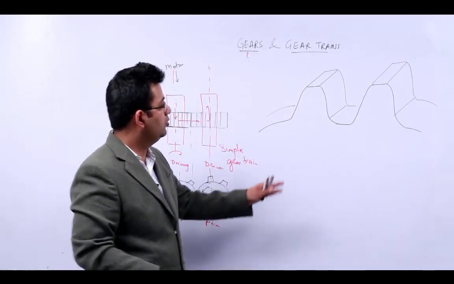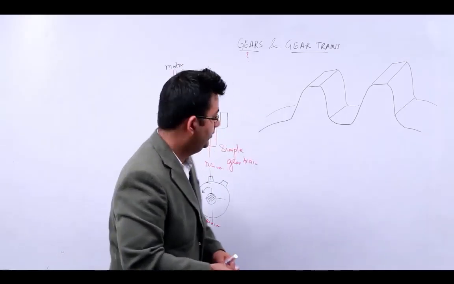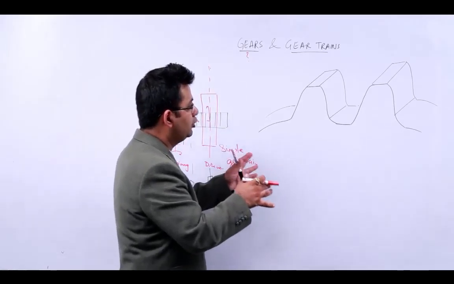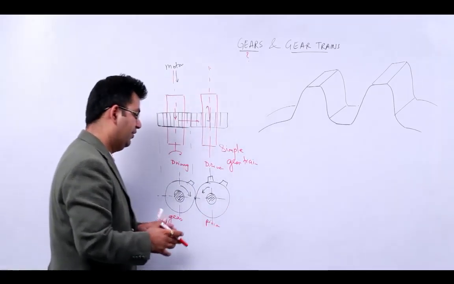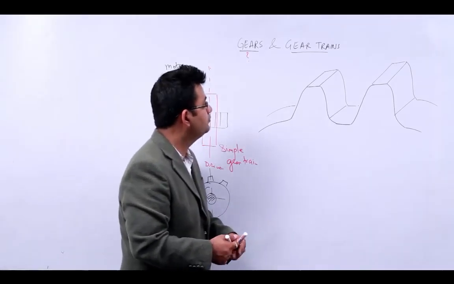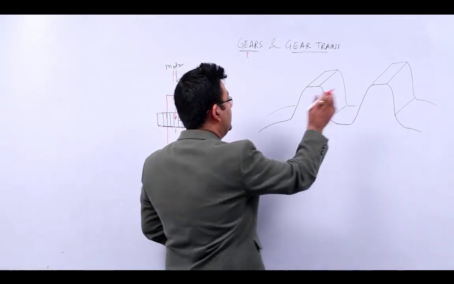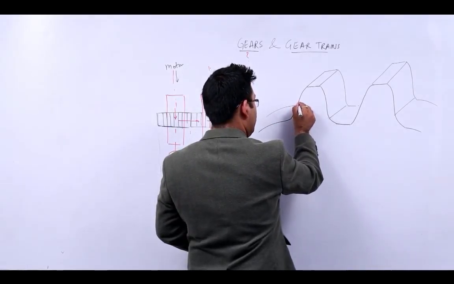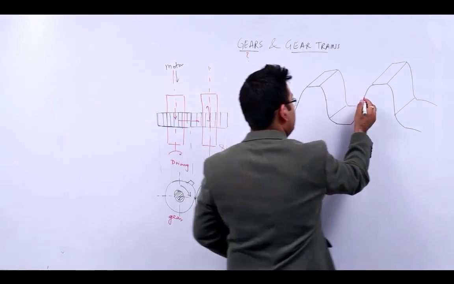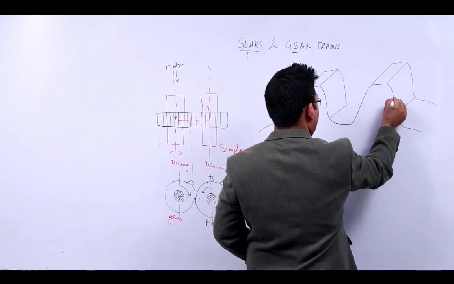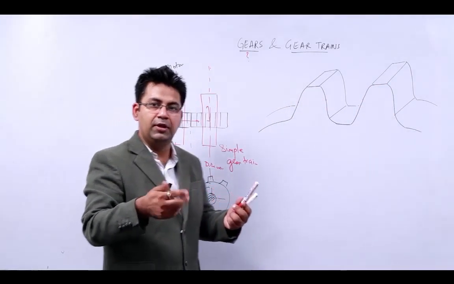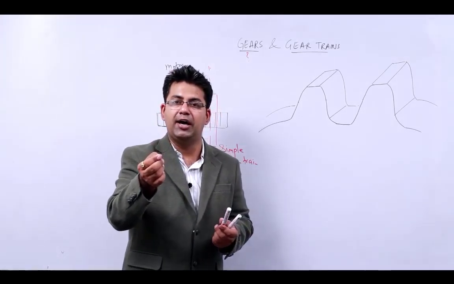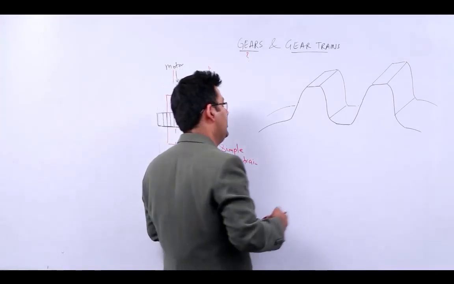Now let's come on to this diagram and try and fill it up. See, I've just drawn two teeth on a gear. It can be a gear or a pinion, whatever it is. Right now, let me put these points. What are these points? These are pitch points. So what is the pitch point? Pitch point is that point at which two teeth are meeting each other, they are in contact with each other.